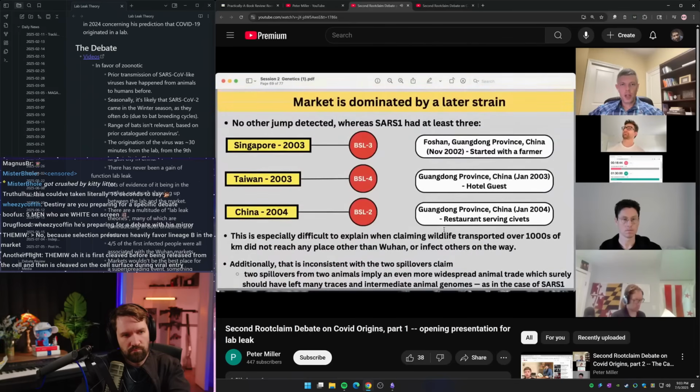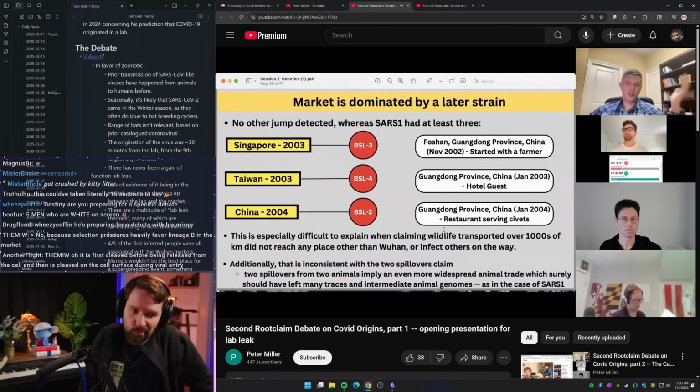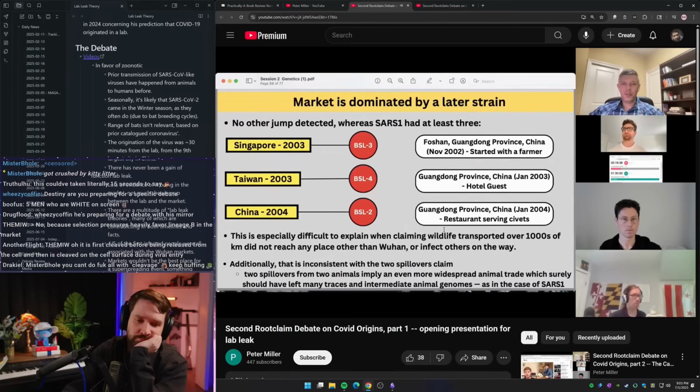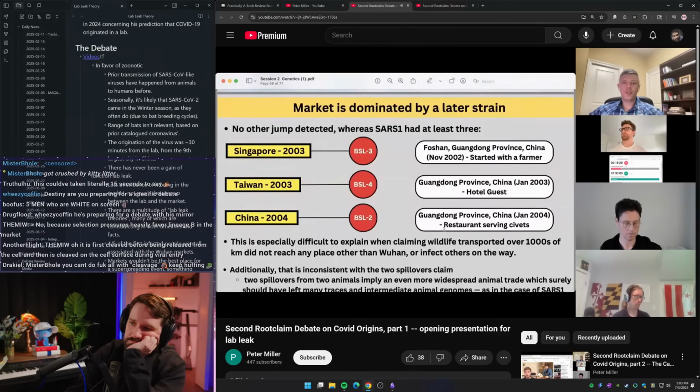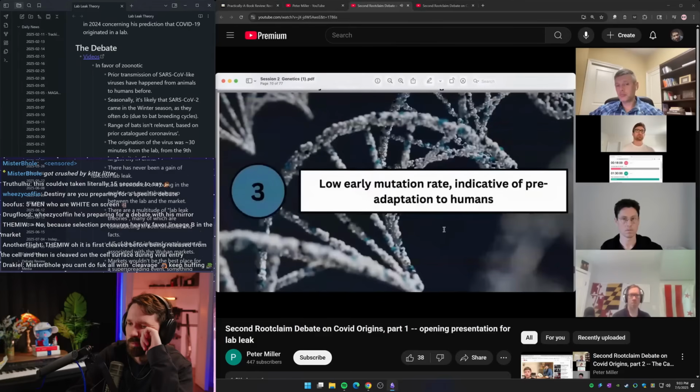Basically, I've made this point several times: the dominance of lineage B in the market is just inconsistent with the market being a spillover of a zoonotic lineage. And unlike SARS-1, which had multiple spillovers in multiple locations, multiple animals, with SARS-2 we see none of that. So this is very surprising, and I think more in line with lab leak than with zoonosis.